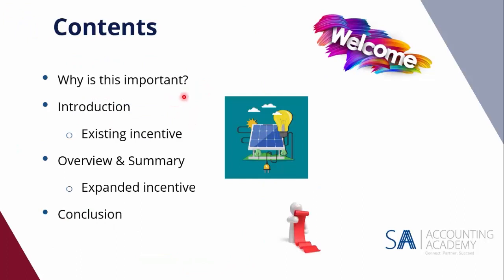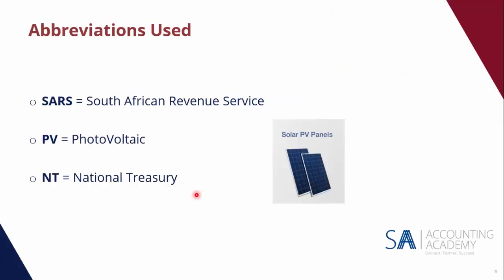So let's move. I'm going to start off with why this is important and what the relevance of it is. Then, as part of the introduction, I will also be referring to the existing incentive for businesses. And then we'll go into an overview and a summary of the most important points on the new expanded incentive. And then I'll get to a conclusion. All right, so the abbreviations that I used on today's slides, not that many: SARS, as you know, NT for National Treasury, and the most important one, PV, is photovoltaic. Those are the solar PV panels that they refer to.